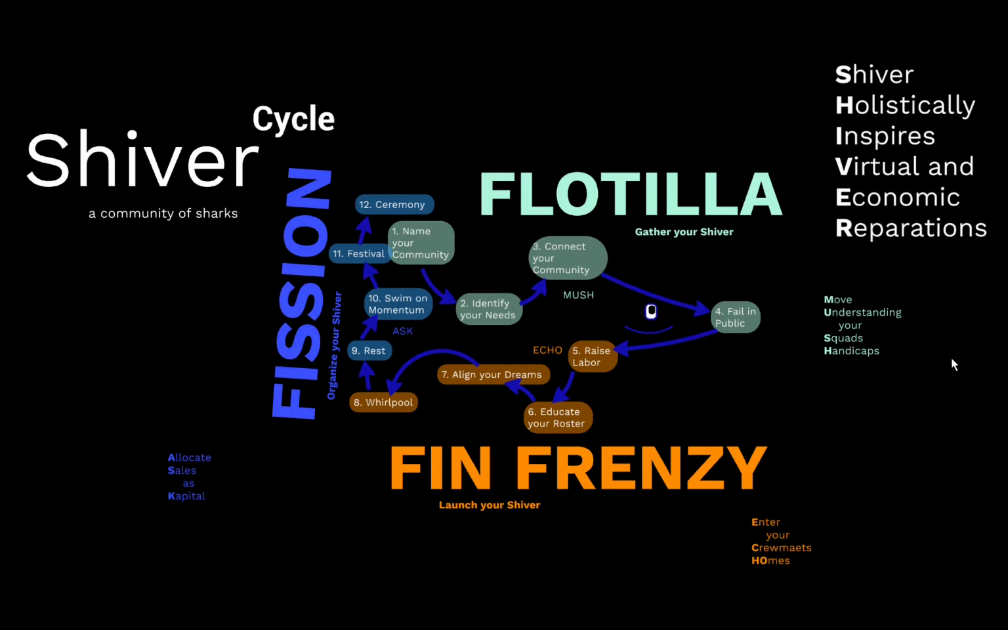Okay, so as a company, we realized that we needed to actually describe what kind of community building methodology we're using. So we came up with the shiver cycle. The shiver cycle is kind of a series of steps, and the steps are more like the stages of grief rather than steps you do in order. You can do them in any order, but we've been able to separate them into three main phases. Those phases are flotilla, gather your shiver, and frenzy, launch your shiver, and fission, organize your shiver.